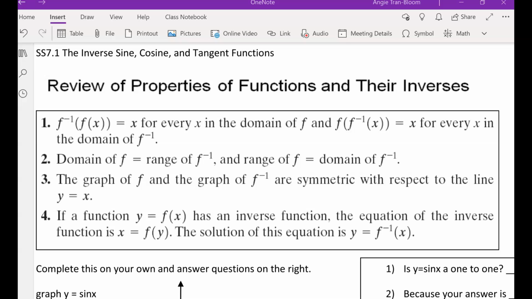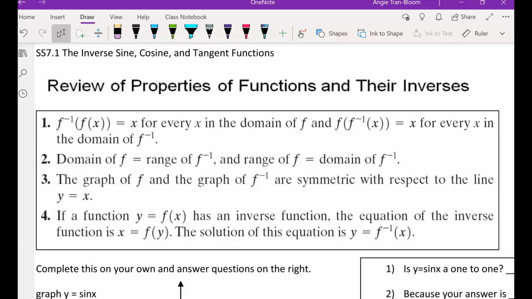So f inverse composed with f of x equals x for every x in the domain of your regular function f. And the composition of f and f inverse of x equals x for every x in the domain of f inverse. So the important piece here is for the functions to be inverses of each other, there's the word "and" in the middle.